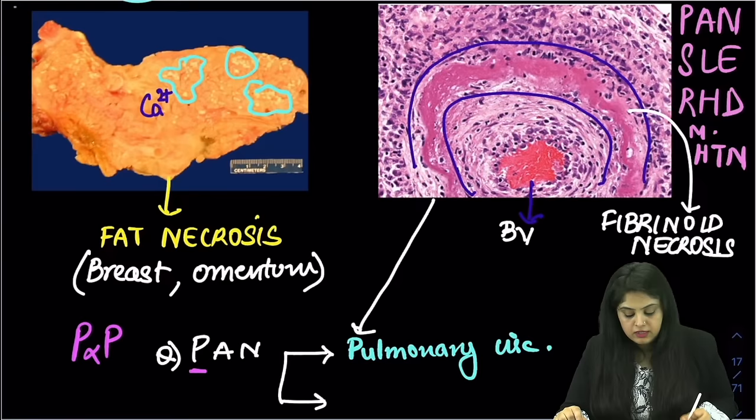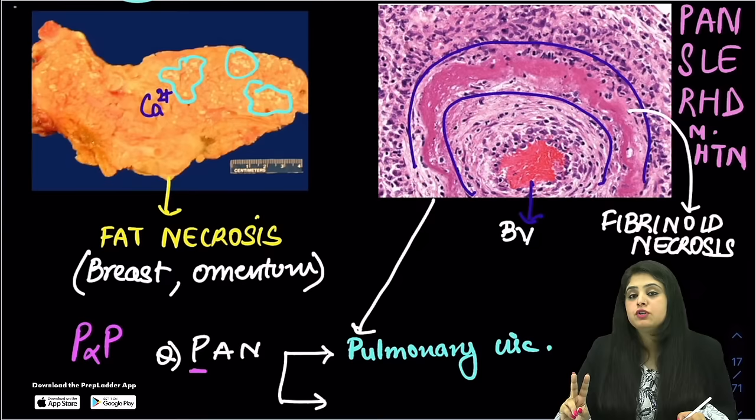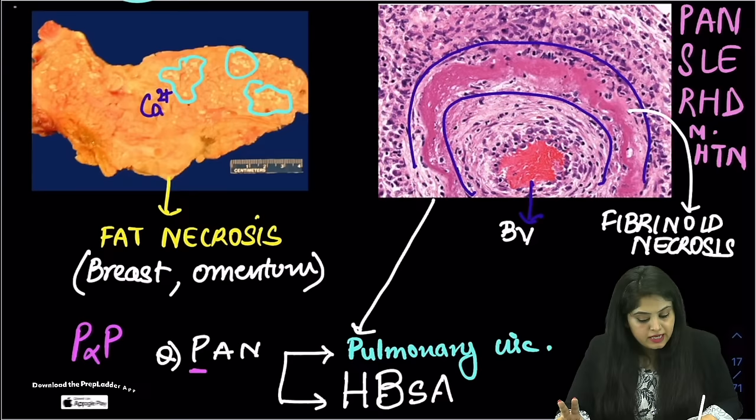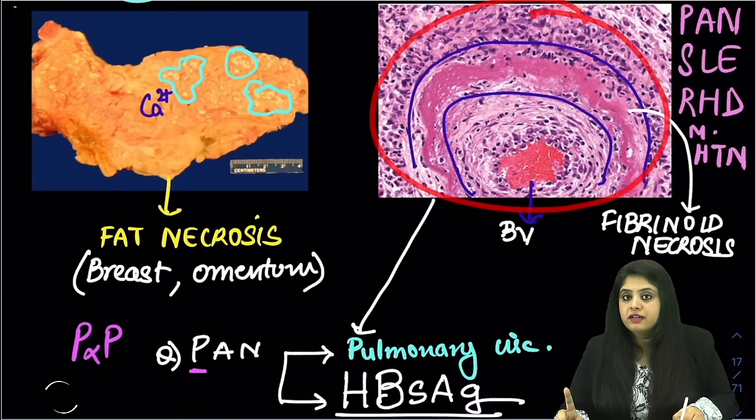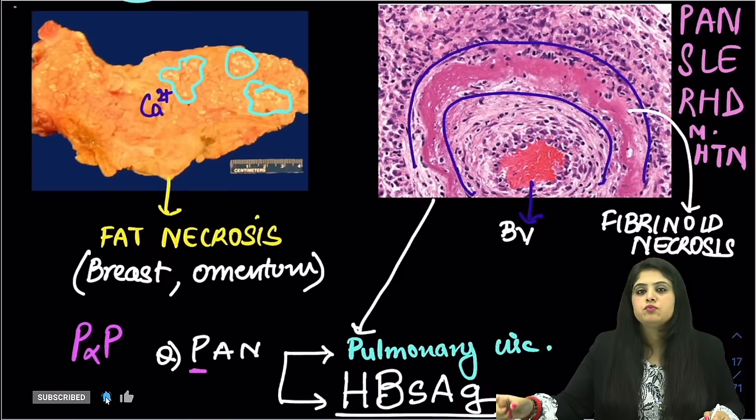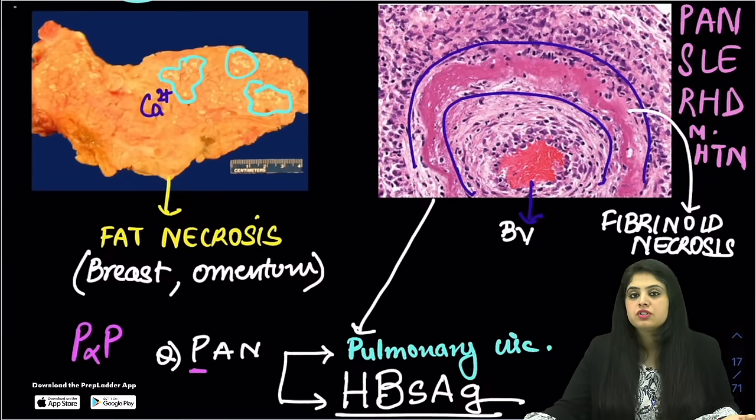And second is a virology question. Which viral marker is it associated with? It is associated with HBsAg. So usually when you get this kind of a picture of a blood vessel, they will give you a starting sentence of there's a 30-year-old female who's HBsAg positive. They don't want to write HBsAg. What is the other name for this antigen? Australia antigen. So they'll write there's a female who's positive for Australia antigen. Either way, you know that your answer is PAN, right?